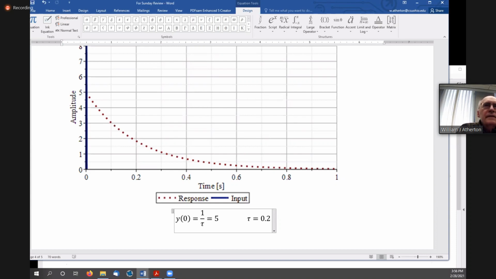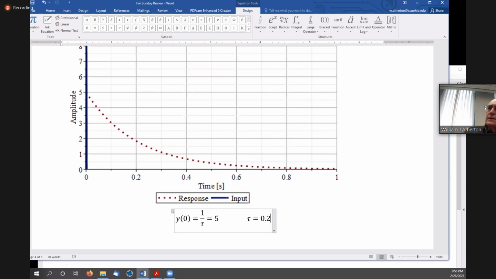You'll need to know final value theorem. You'll need to be able to determine what the final value of a Laplace function is. You'll need to be able to determine steady state error.